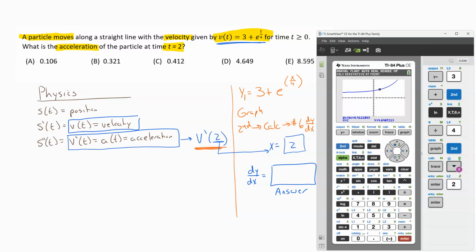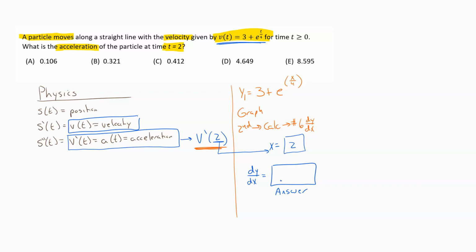So when we're doing AP Calc tests, they always round everything to 3 decimals. So in this situation, our answer would be 0.412. That's going to be our acceleration at t equals 2, and that would be answer C.